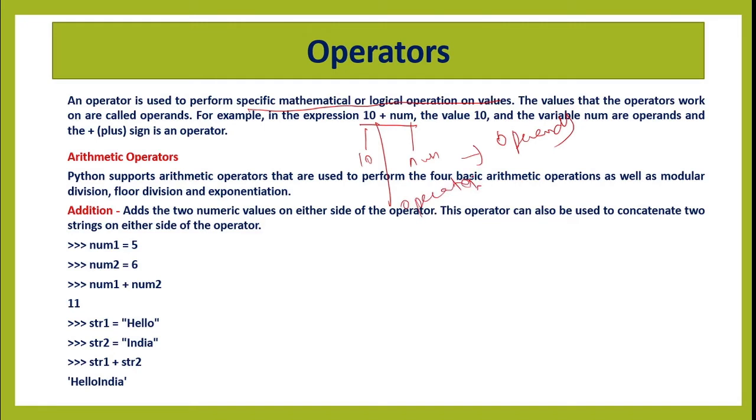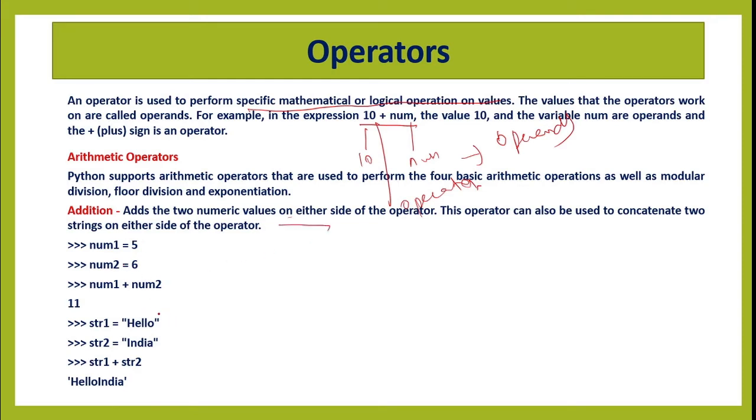Python supports arithmetic operators that are used to perform 4 basic operations as well as modular division, floor division and exponent. So the first one, addition. It adds two numeric values on either side of the operator. Then the addition operator can also be used to concatenate two strings. Okay, so two in one purpose.